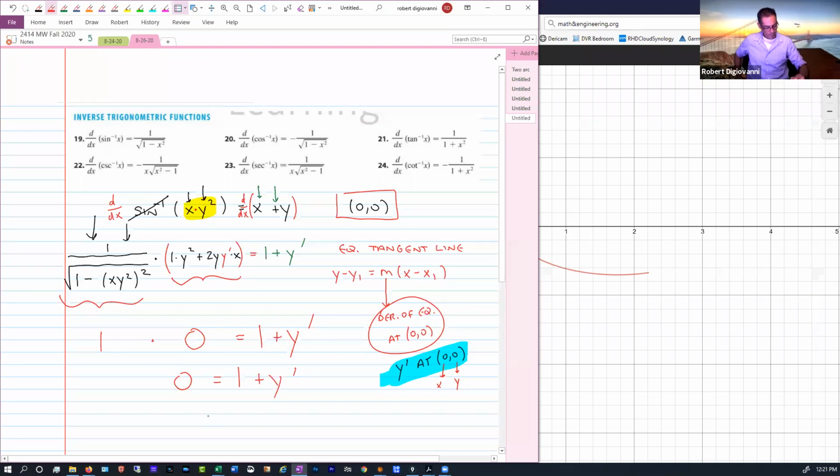So what's y prime? Negative 1. Move the 1 over. So the slope of the tangent line at 0, 0 should be negative 1.